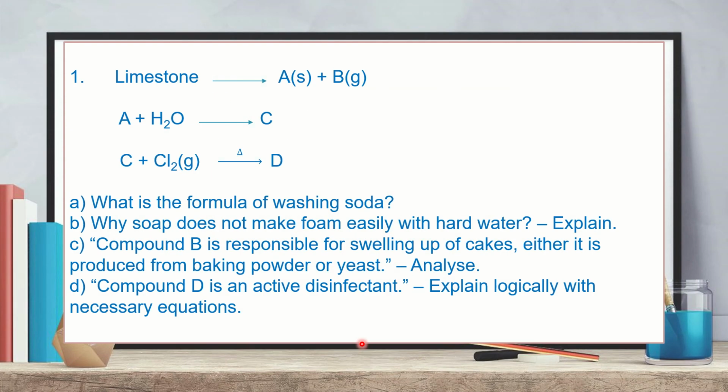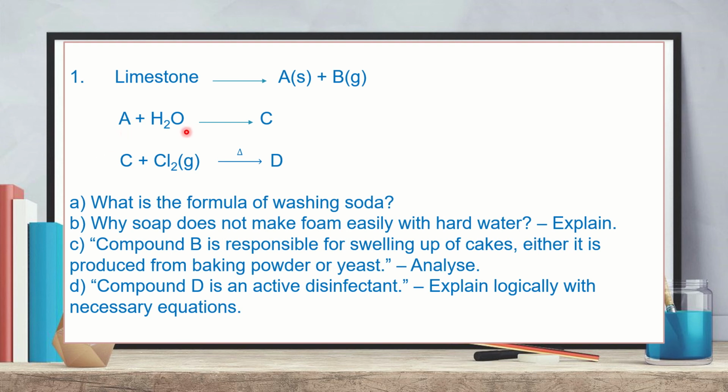Now some extra creative questions I will discuss here. This is 1 number question. Look, here limestone produces a solid compound A and a gas B. That means limestone is calcium carbonate. It is decomposed to produce calcium oxide and carbon dioxide. A is calcium oxide and B is carbon dioxide.